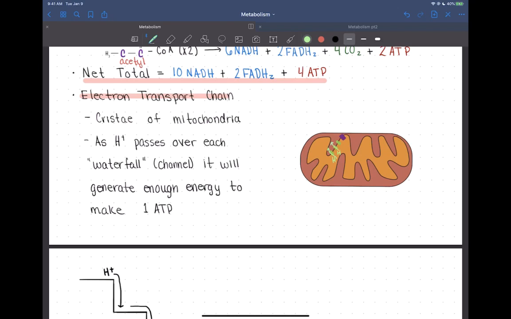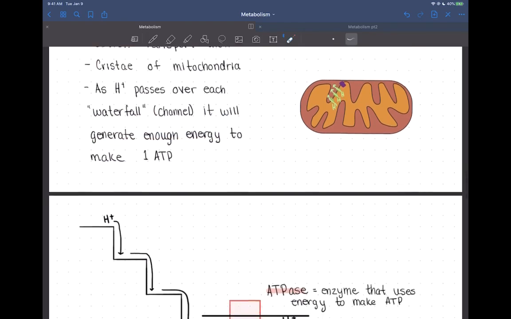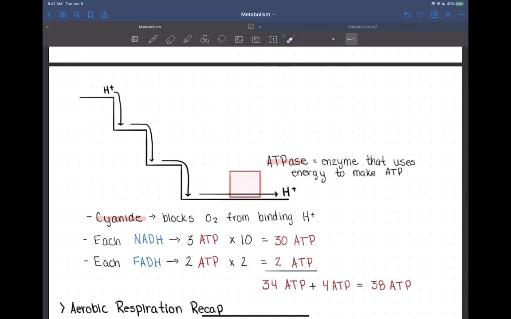And as they do, they're going to build up enough energy, because we have all these hydrogens out here. They're going to build up enough energy each time they do that to make 1 ATP. So as the hydrogens pass through each waterfall or channel, it will generate enough energy to make 1 ATP. So let's look at our analogy. Here are our waterfalls. So we have our 3 waterfalls.